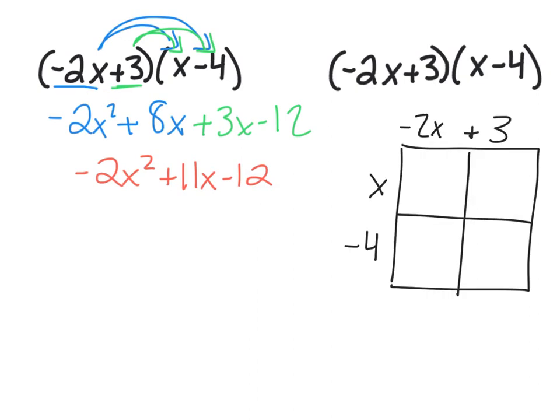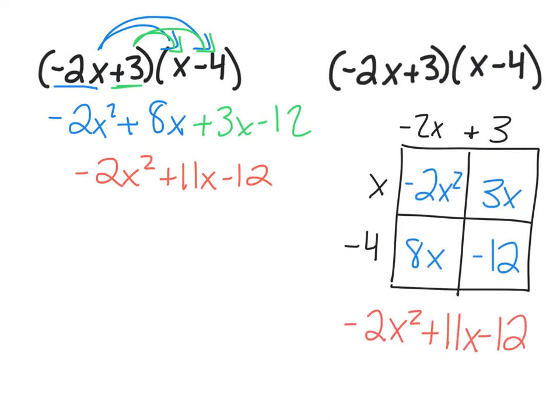I've set up the box method as well. Notice that because I had a minus 4 over here, I wrote negative 4 on the outside of my box. The signs are the most important thing to keep track of here. I'll fill it out. When I fill it out and am careful of my signs, I get the same expression, negative 2x squared plus 11x minus 12.